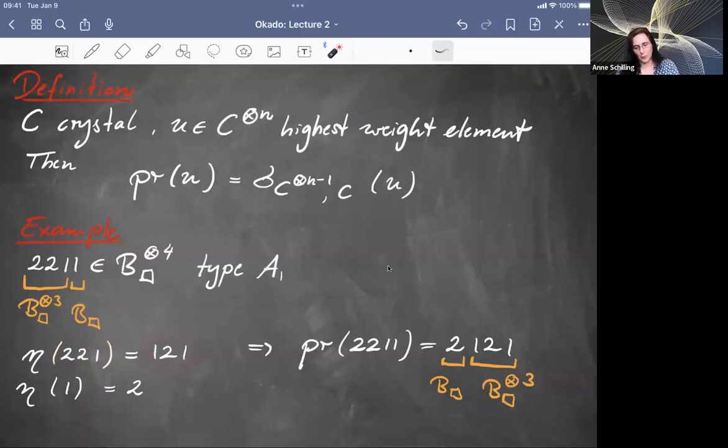Therefore, the promotion on this element will be: you take your eta of this factor, which is this part, and the eta of the 1, which is this part. And since this is actually a highest weight element of weight 0, you don't have to act again with the eta in this setting, because it's already a highest weight or lowest weight element. So the answer is equal to this. That will be the promotion operator on this particular element.